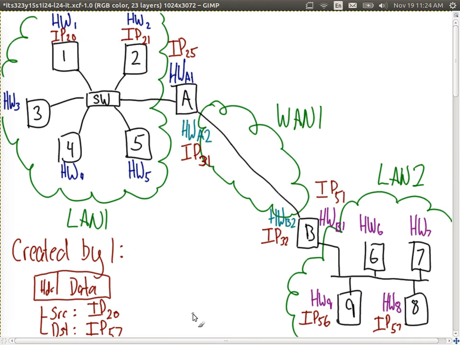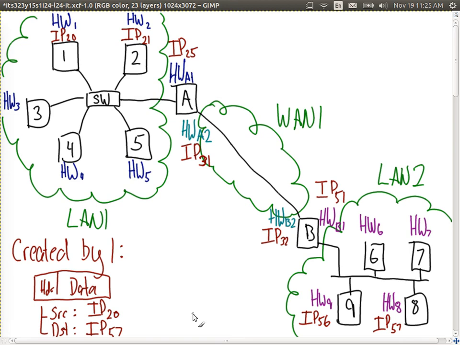At the bottom, the destination IP address is IP57. That is the IP address given to computer 8. This is the packet created by computer 1. It's not the Ethernet frame. It is the packet created by what we call a new protocol, an internetworking protocol, a new protocol to get data across multiple networks. And the protocol we use in the internet for internetworking is the Internet Protocol, IP.